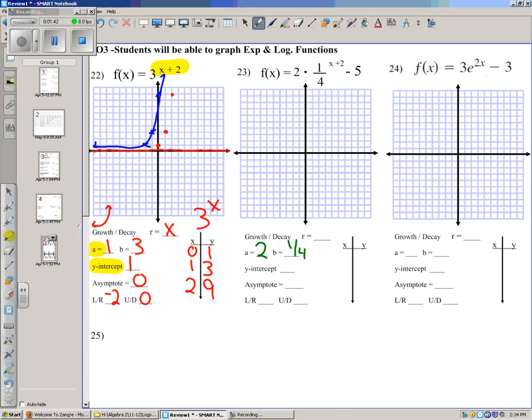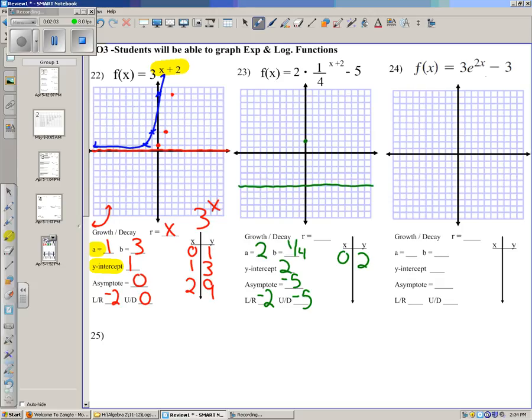All right, on 23, A is 2 and B is a fourth. So again, I already know my y-intercept, which is 2, so I'm going to graph it. I'm going to put it in my t-chart as 0, 2. My left-right number is -2, so I'm looking at the exponent, and my up-down number is -5, which is also the wall, so I'm going to go ahead and draw that one in.